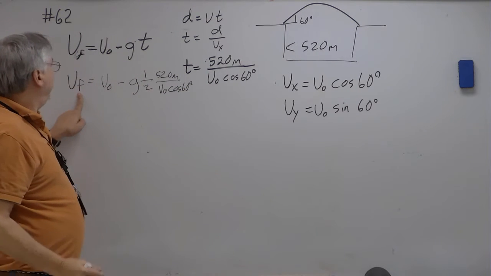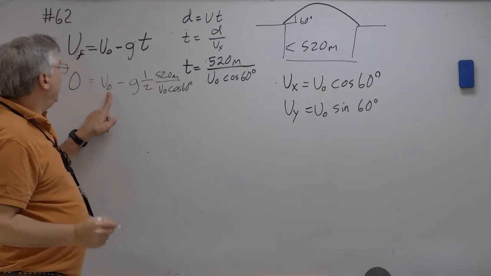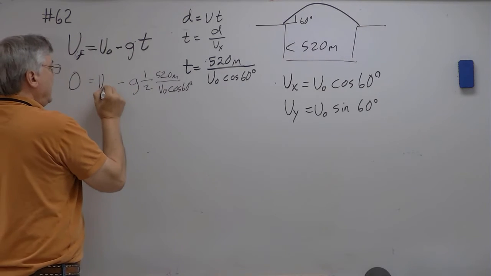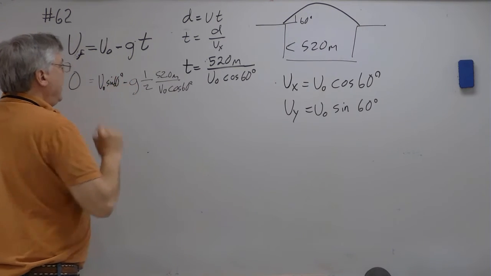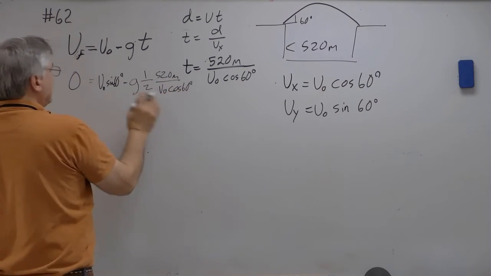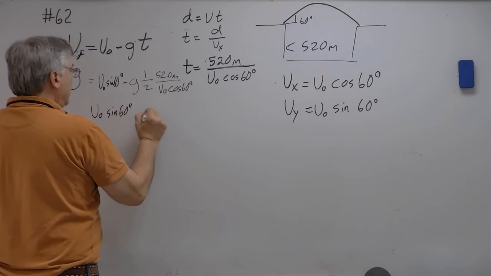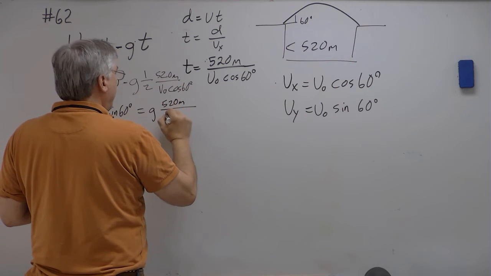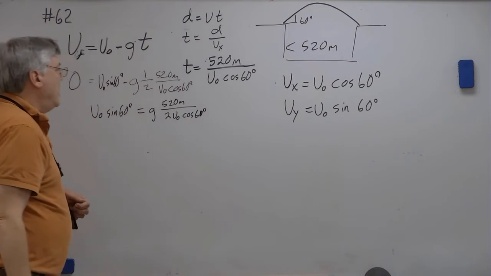Well, this final velocity we know is going to be 0 at the top of that arc, and v naught here is actually the vy naught, so I can substitute in my vy here. So I'm going to say v naught sine 60 degrees. I'm running out of room. And here we have the equation that we can now solve for v naught. I'm going to put these on opposite sides because there's subtraction there. So v naught sine 60 degrees is equal to g times 520 meters divided by 2 v naught cosine 60 degrees.